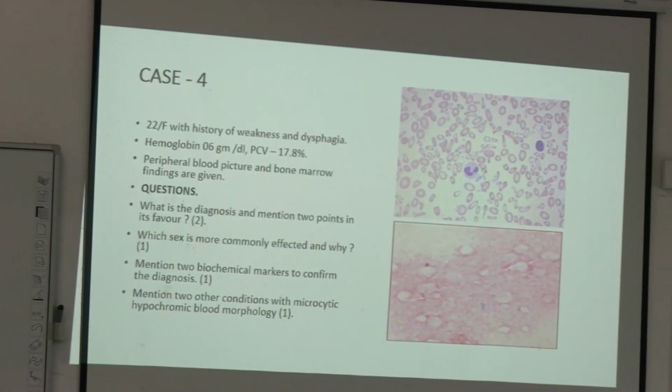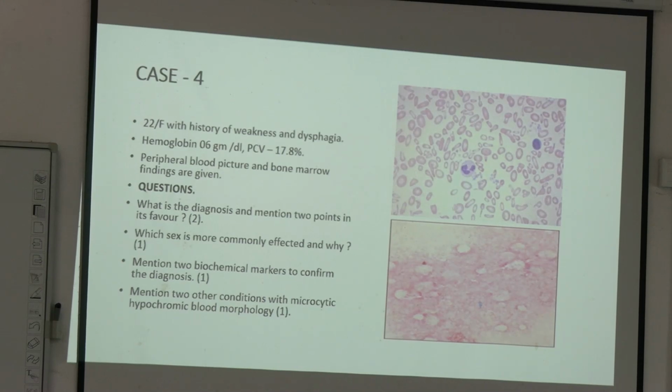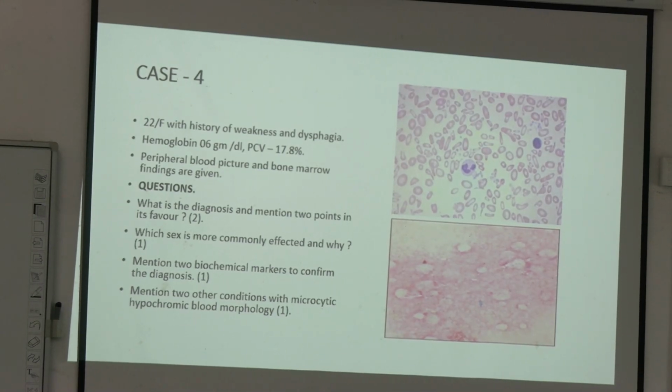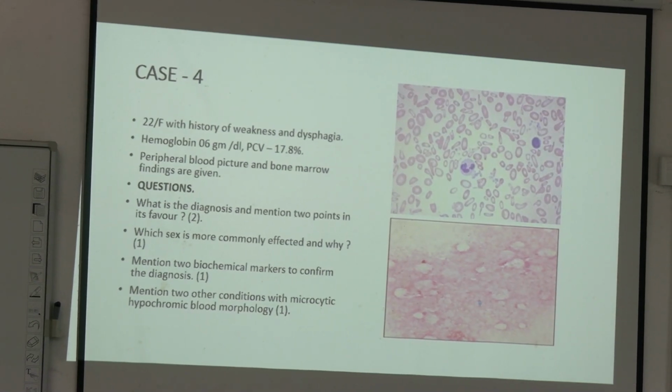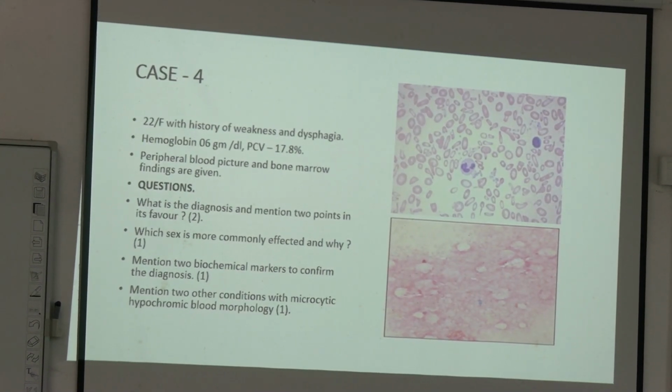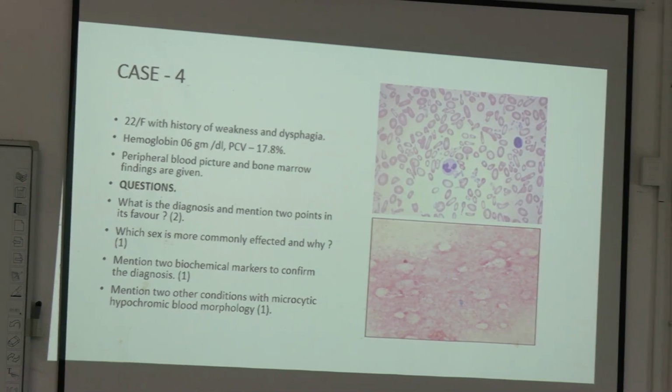Mention 2 other conditions with microcytic hypochromic blood morphology. You know, thalassemia. Iron deficiency is done, right? This was taught in thalassemia: iron deficiency anemia, thalassemia, anemia of chronic diseases, and sideroblastic anemia. Clear? Okay.